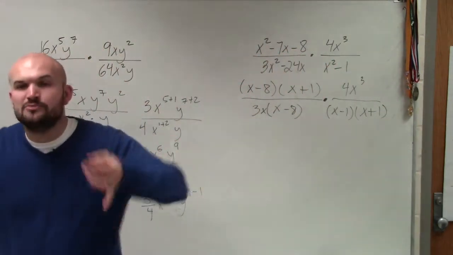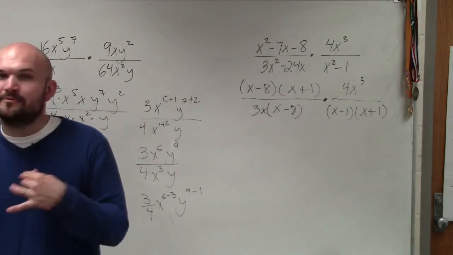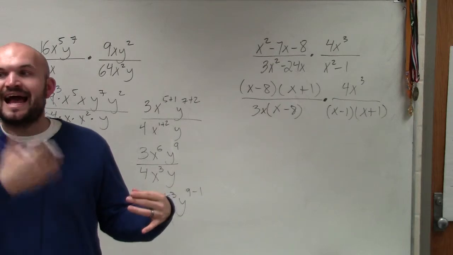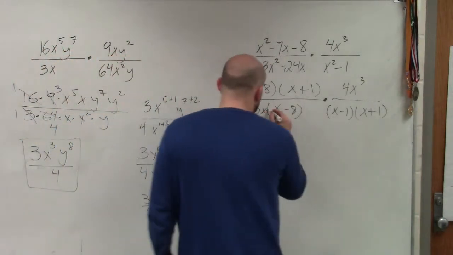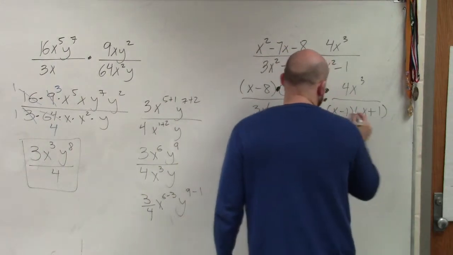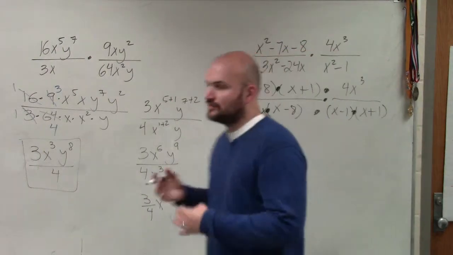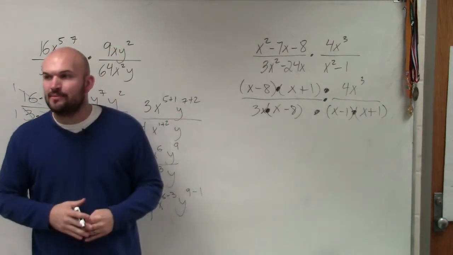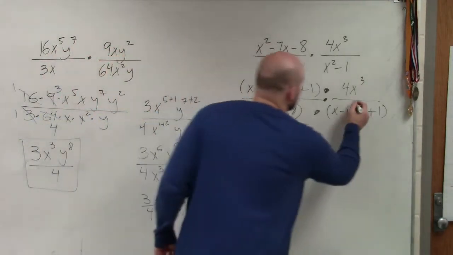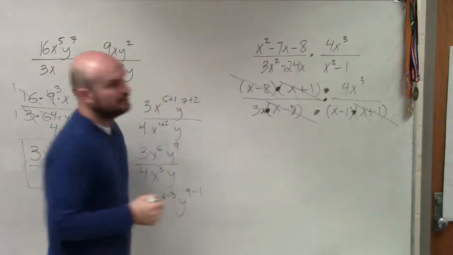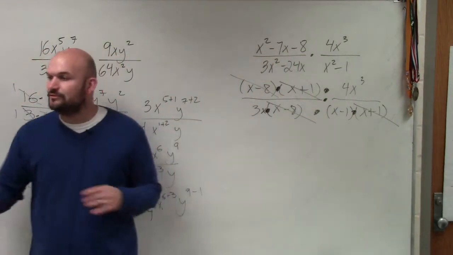So remember, factoring rewrites an expression as a product. Now you'll notice that every single one of these expressions is separated by multiplication. Since they're separated by multiplication, I can divide across, and each of those divides to equal 1.